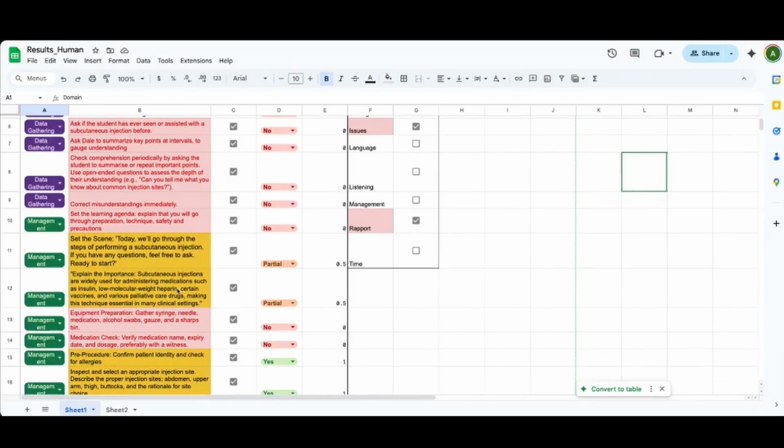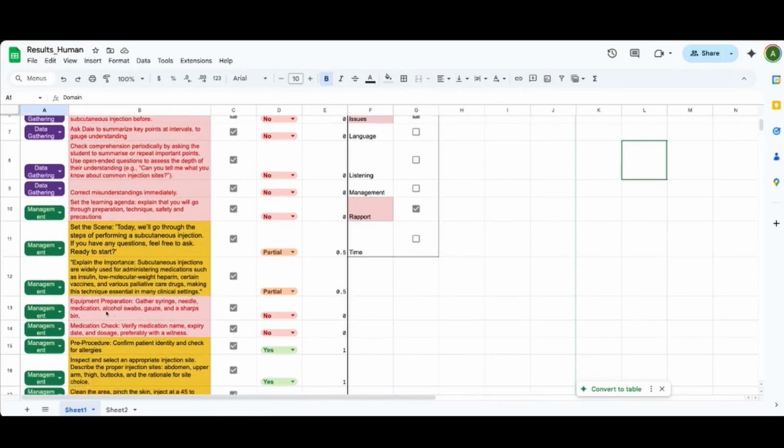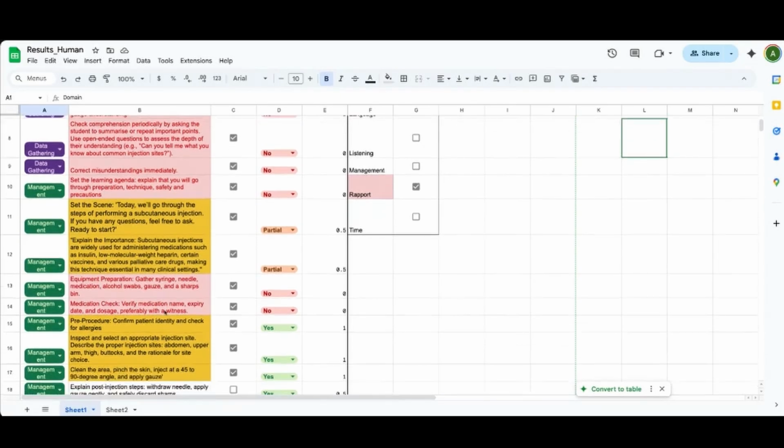Explain the importance, that is, subcutaneous injections are widely used for administering medications like insulin, low molecular weight heparin, certain vaccines, and various palliative care medications, making this technique essential in many clinical settings, right? Equipment preparation: gather syringe, needle, medication, alcohol swab, gauze, and a sharps bin, right?